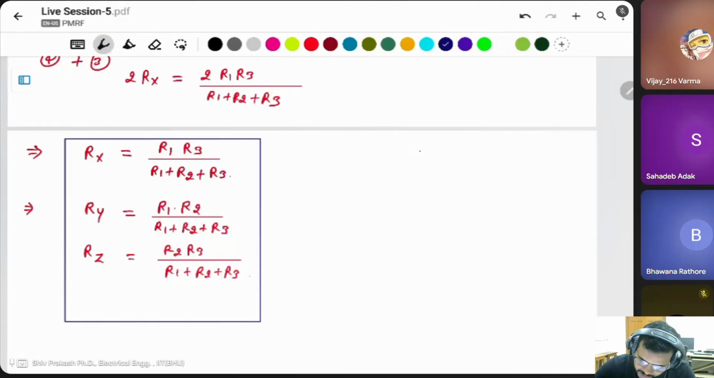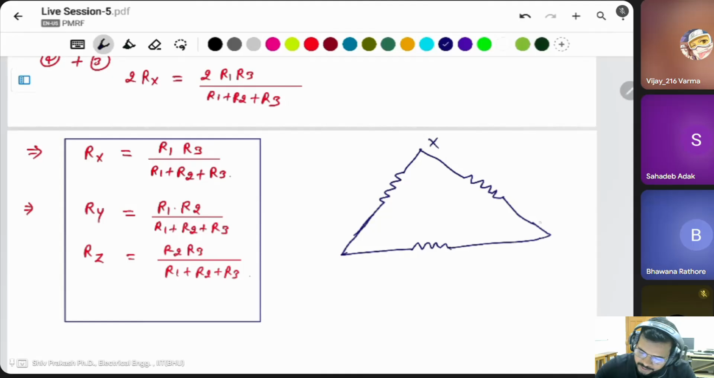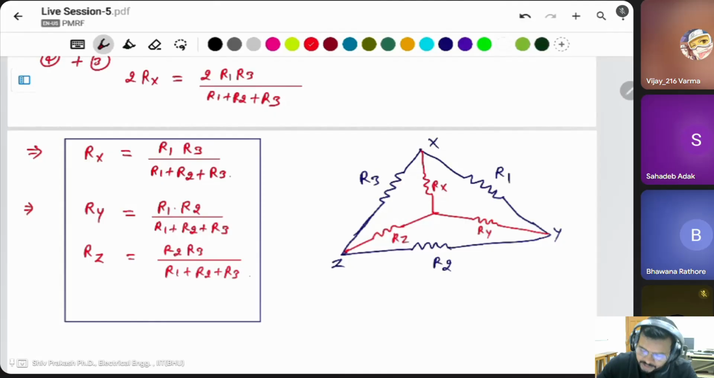It means if there is a delta like that, x, y, z, this is R1, R2 and R3. You want to convert this into star, then the star will be like that: Rx, Ry, Rz. If you want to find Rx, Rx is connected between R3 and R1. Then multiplication of these two, R1 and R3, divided by the total sum.